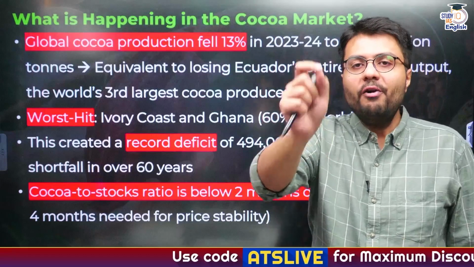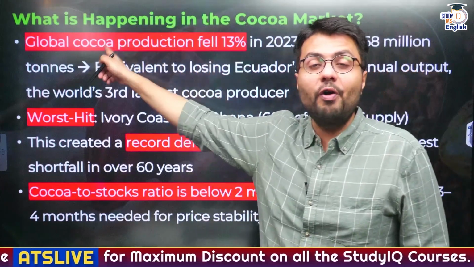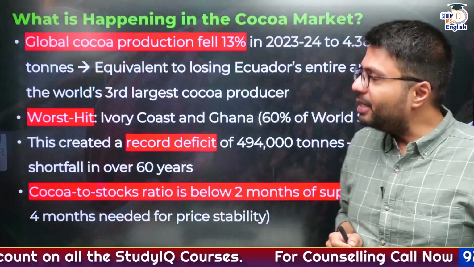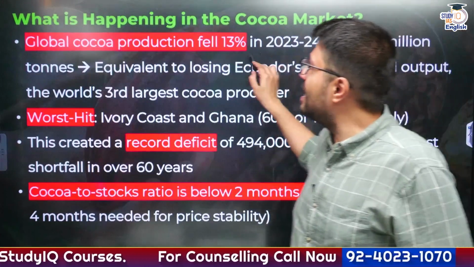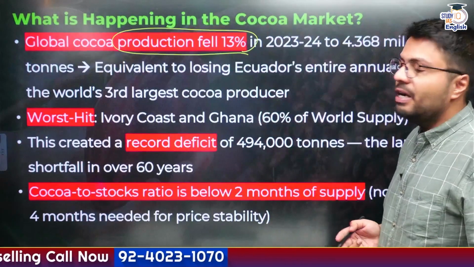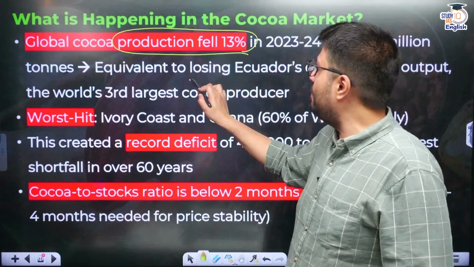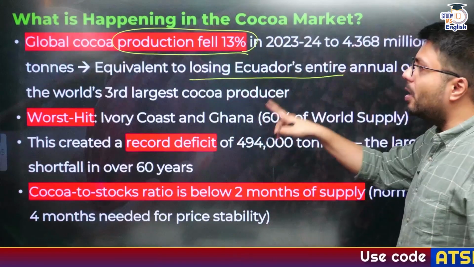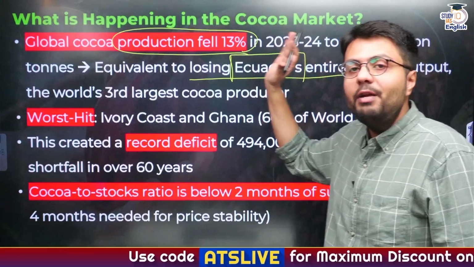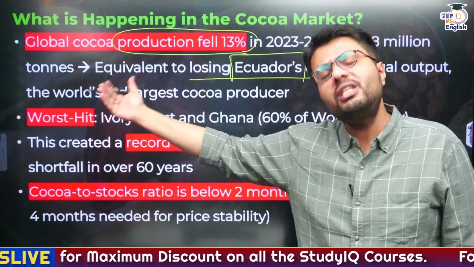And the first factor that can be attributed to the increase in prices of cocoa is the phenomenon that we are all aware of, climate change. Now, climate change has actually led to a decline in global cocoa production by 13% in the last financial year. Most probably, this is equivalent to the production of the world's third largest cocoa producer, Ecuador. So, roughly 13% of the entire production of cocoa has been wiped out because of climate change and other factors which we'll discuss.